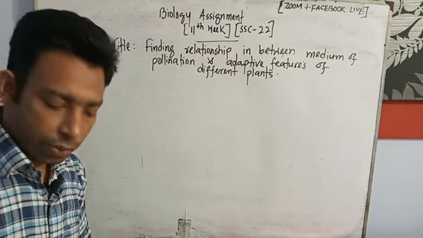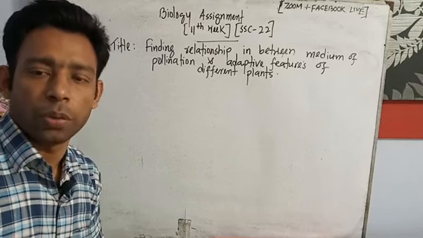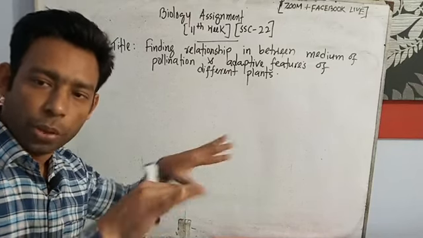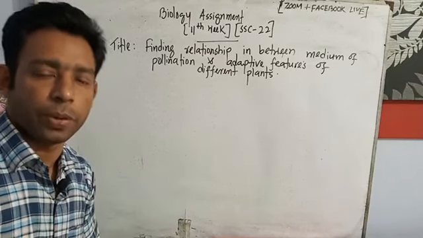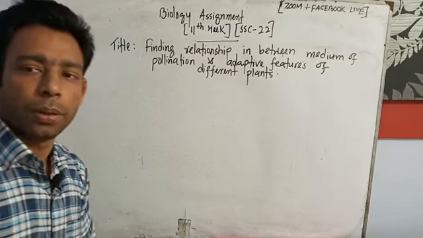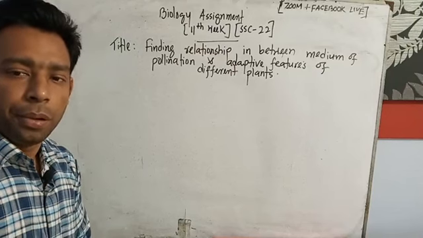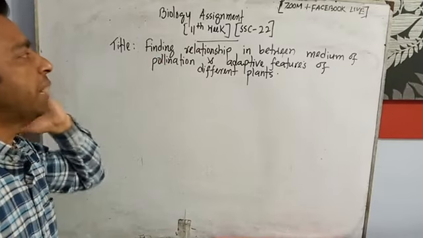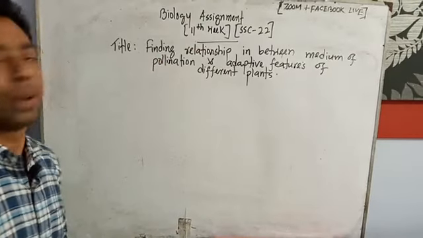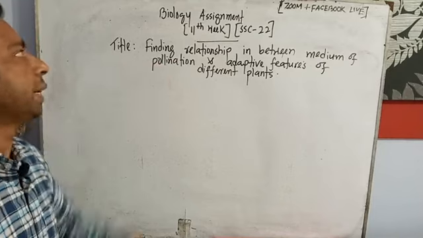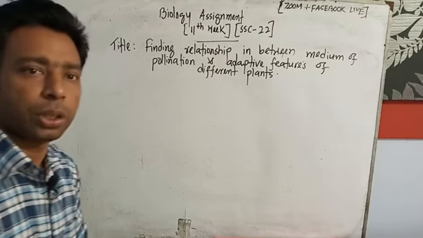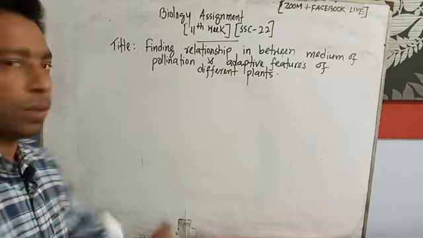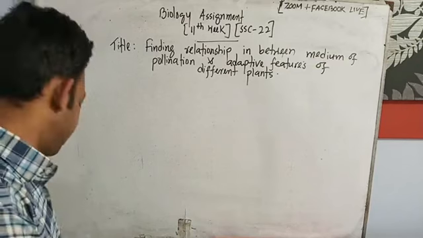I will take some questions from you. If you have any query, go with me. I will ask for any question if you have. Okay. Finding the relationship in between medium of pollination and adaptive features of different plants. This is the title of the assignment, for those on Zoom and Facebook Live as well.